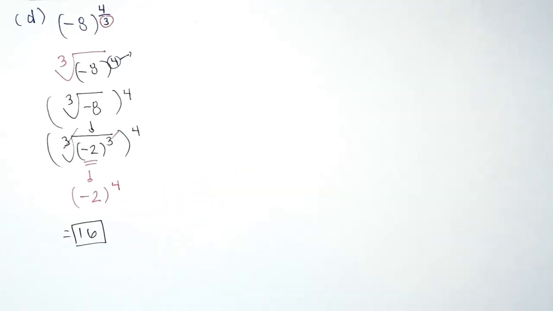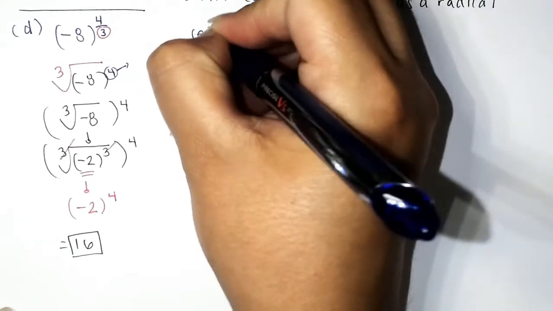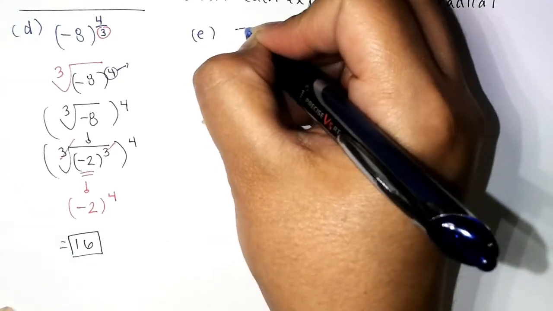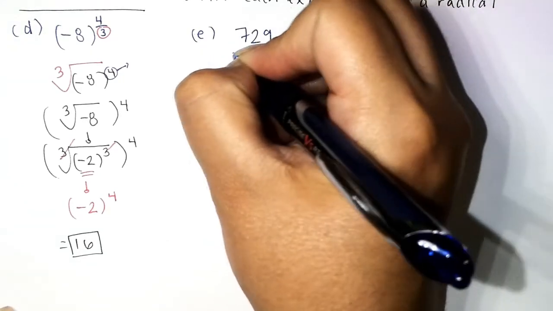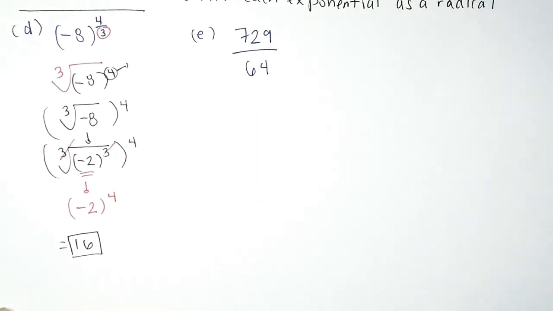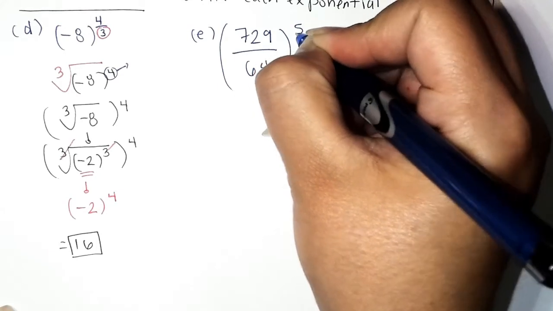Okay, guys, so I promised you 6 problems. That's our fourth problem. Let's go ahead and knock out our fifth problem. Problem E, we have a fraction. We have 729 over 64. What are we going to do to that fraction? We're going to raise it to the 5/6 power.